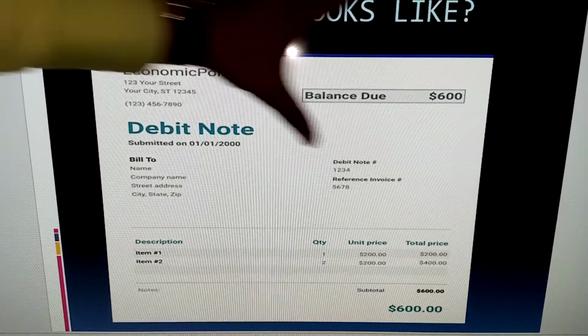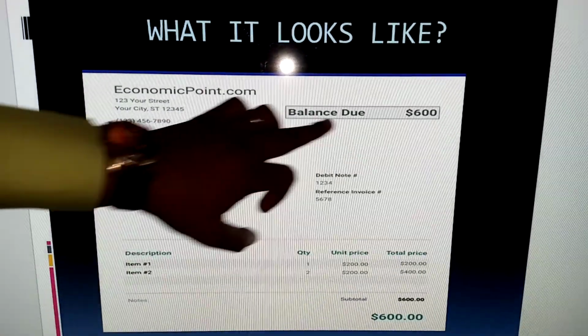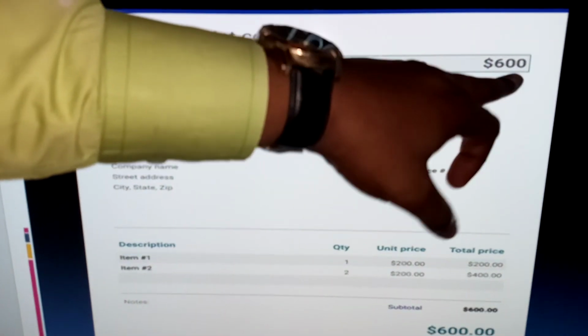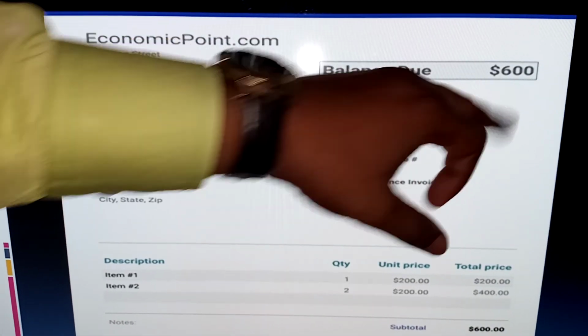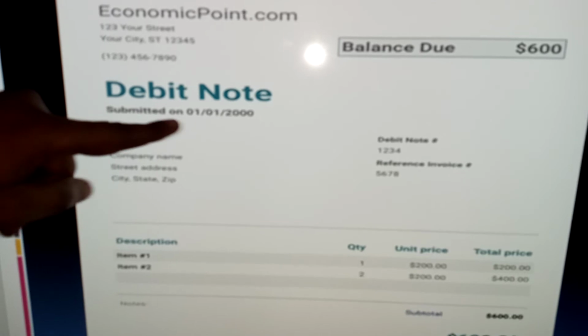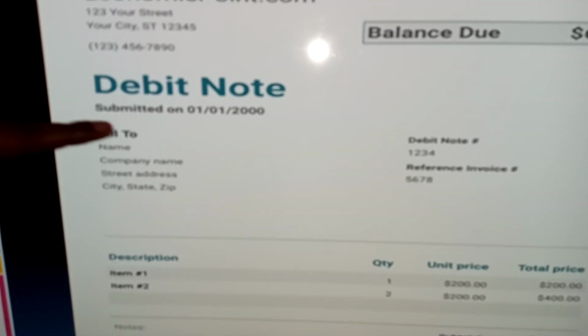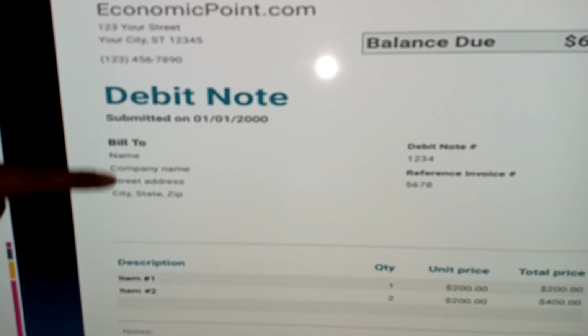So this is what a debit note looks like. As you can see, balance due here. That means the customer is yet to pay 600,000. So you see the debit here submitted on, this is the date, bill to the company name.